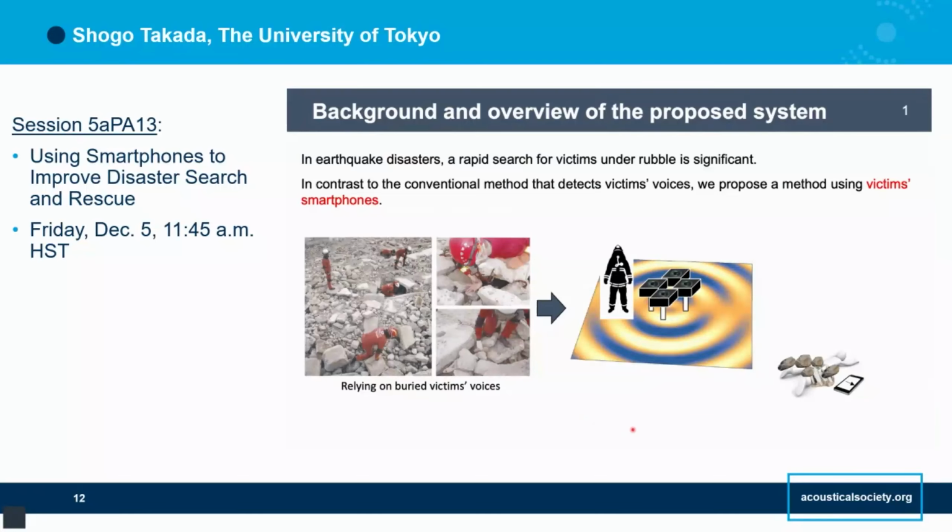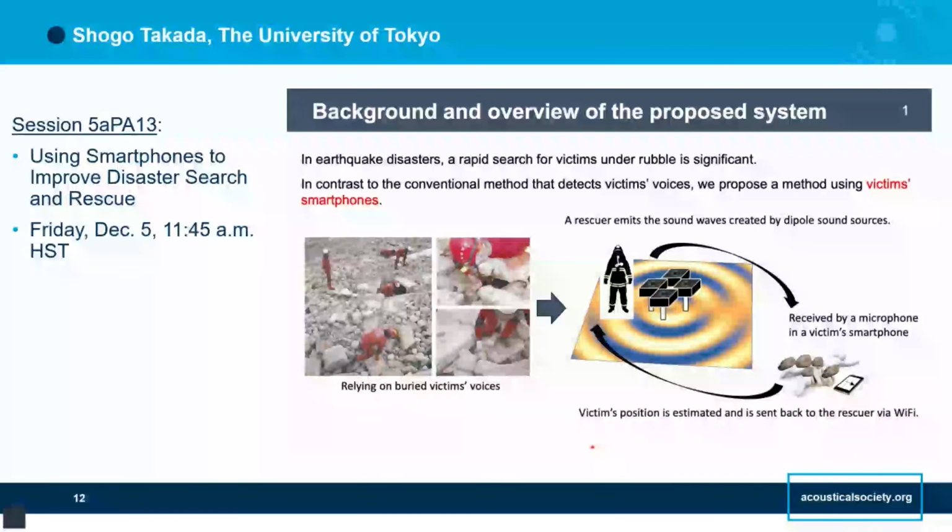Here is our system overview. Our rescuer emits the sound waves created by dipole sound sources, which are received by a microphone in the victim's smartphone. And then, the victim's position is estimated and is sent back from the smartphone to the rescuer using Wi-Fi.